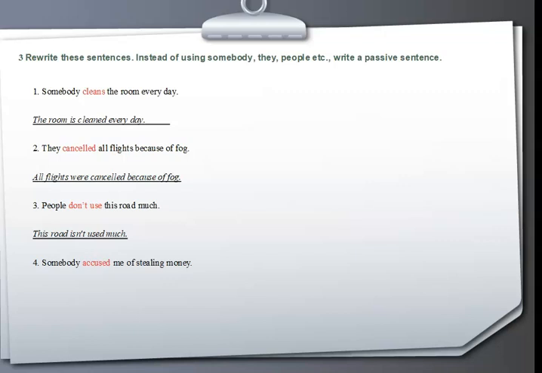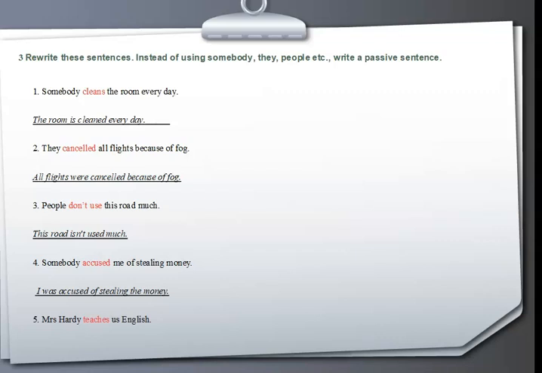Somebody accused me of stealing money. Okay, you have the verb accuse in the past simple tense with ed. And you also have an interesting situation with this object, me. We're going to take me, but we cannot start a sentence with me, us, them. We have to put it in the nominative case, okay? I was accused of stealing the money. Okay.